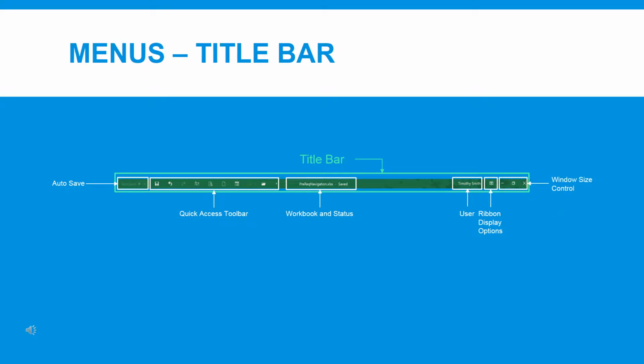We do have our window size control. We have our minimize button. We have our restore, that's the up and down button, for sizing the window if you'd like. We have the close. Now this closes the current workbook, and Excel if this is the only open workbook. So let's go into some details with the next video.